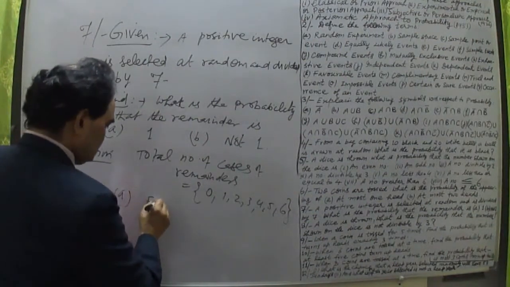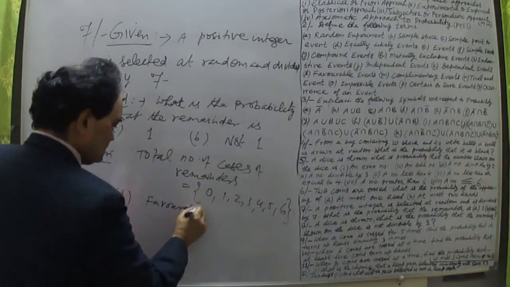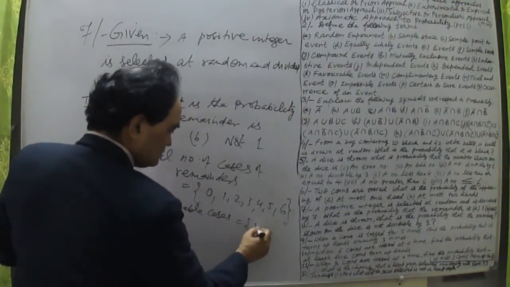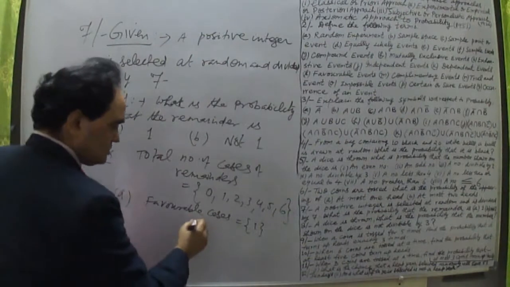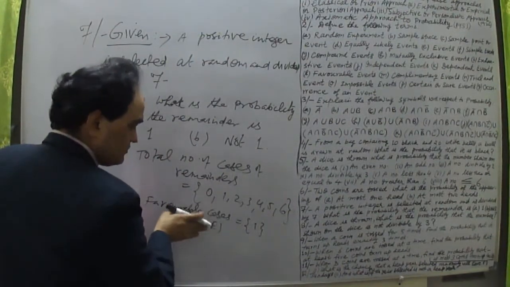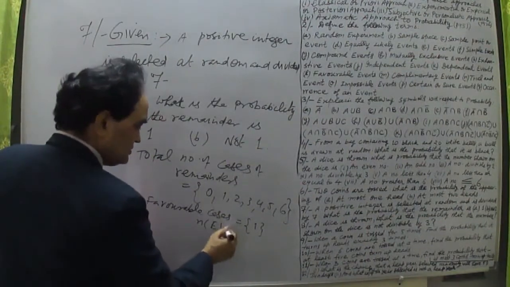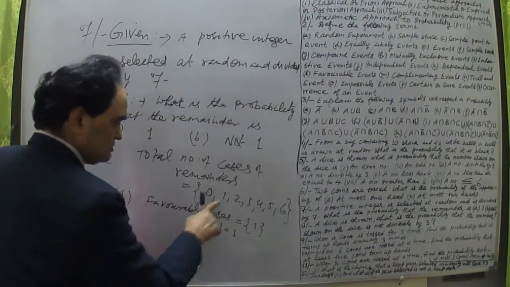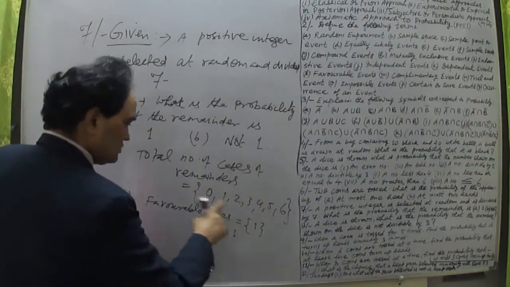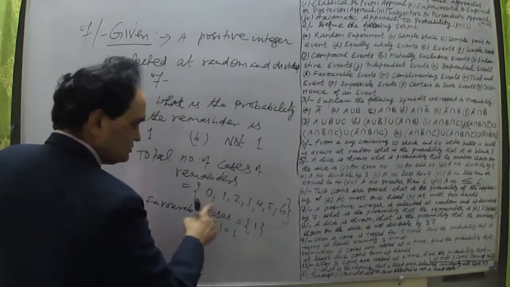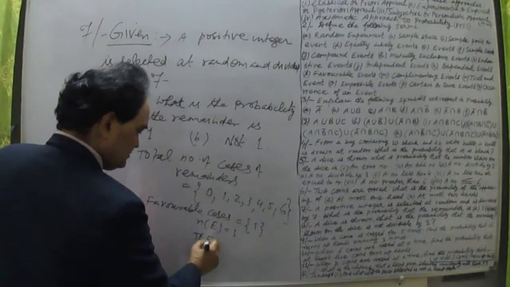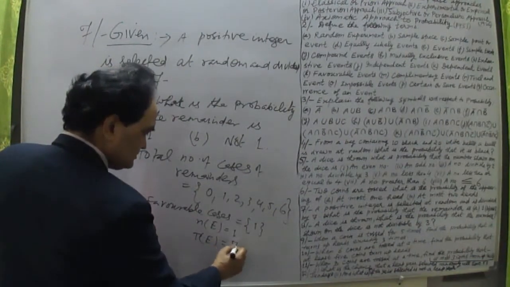So favorable cases is only 1. The number of favorable cases in our event is only 1. One outcome. That means 1. Total are 7: 0, 1, 2 up to 6, that's 7. And total cases is 7.